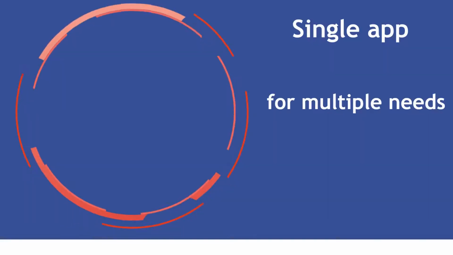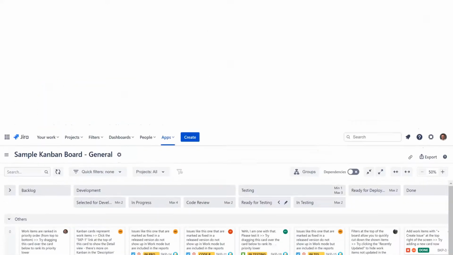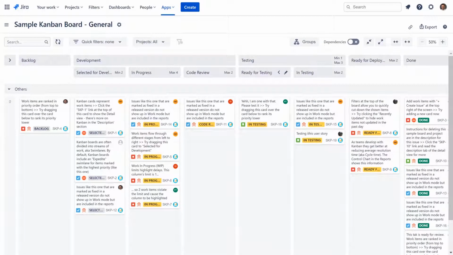Let's check it out. The most obvious case is mapping status as a column. As a result, we will get a Kanban board, but in our case it will have a set of extra features compared to standard Kanban boards in Jira. The first thing that is definitely missed in standard Kanban boards is grouping columns. Having that, we are able to define column groups and be more flexible with defining work in progress limits.